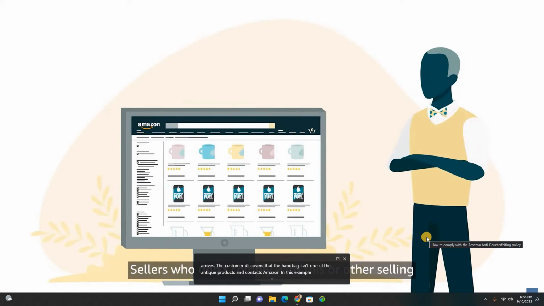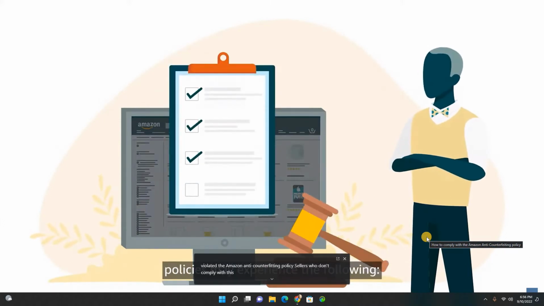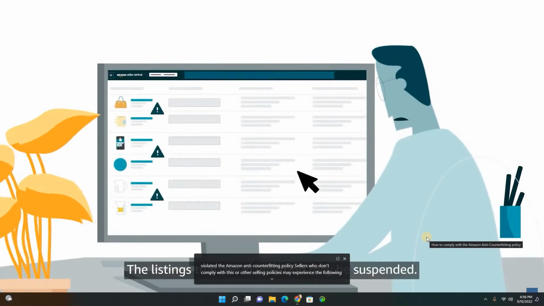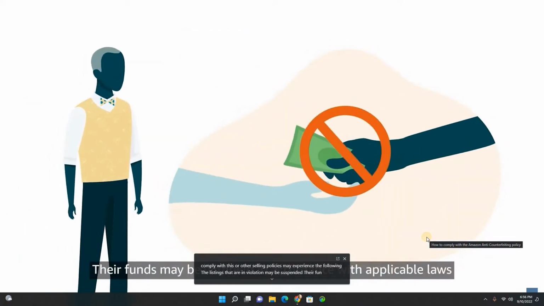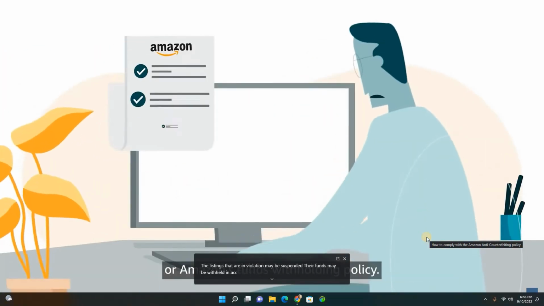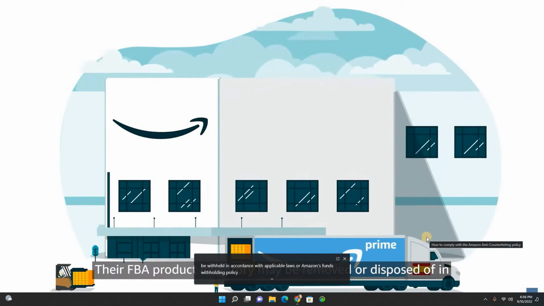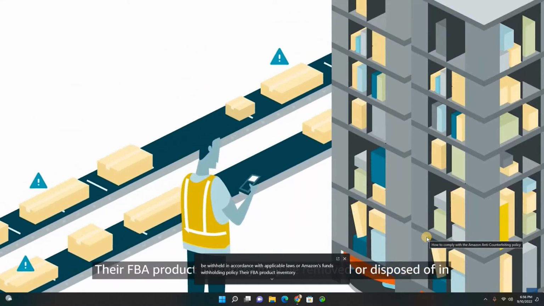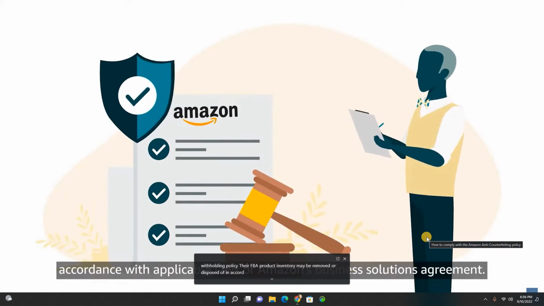Sellers who don't comply with this policy may experience the following. The listings that are in violation may be suspended. Their funds may be withheld, and their FBA inventory may be removed or disposed of in accordance with applicable laws or Amazon's Business Solutions Agreement.